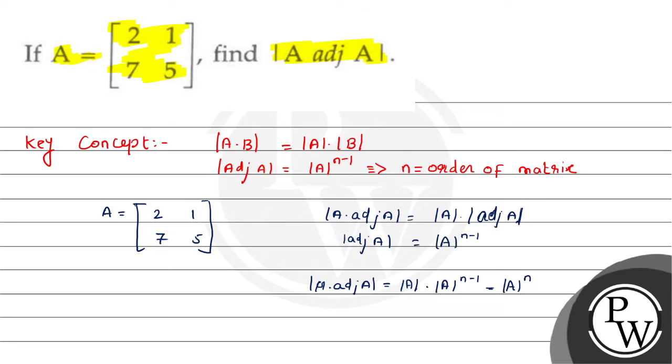Now here determinant of A for matrix A is equal to 2 into 5 minus 7 into 1, that means 10 minus 7, which is equal to 3, and n is here 2. So determinant of A into adjoint of A is equal to determinant of A to the power n, which is equal to 3 to the power 2, that means 9. Here determinant of A into adjoint of A is equal to 9. This is our final answer.